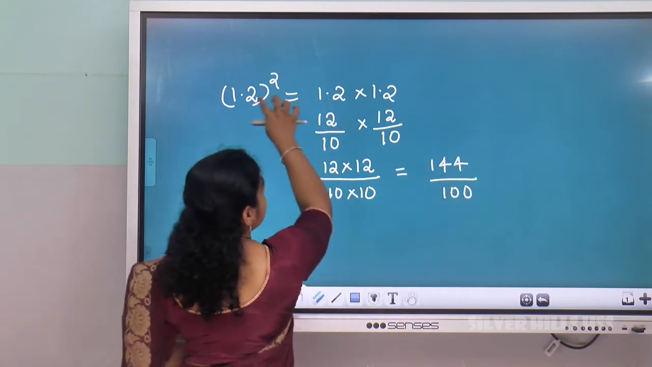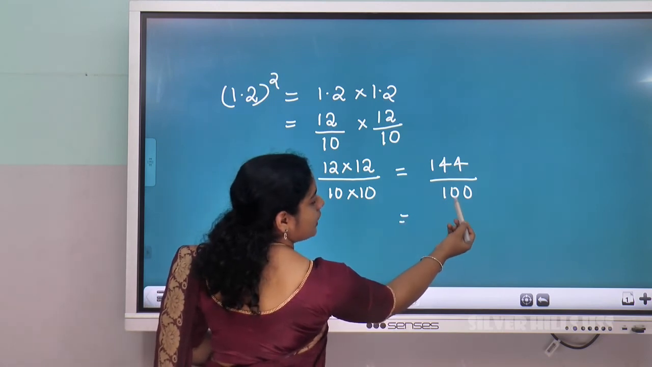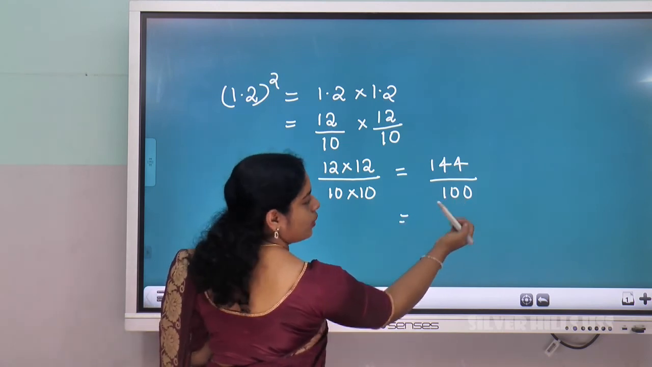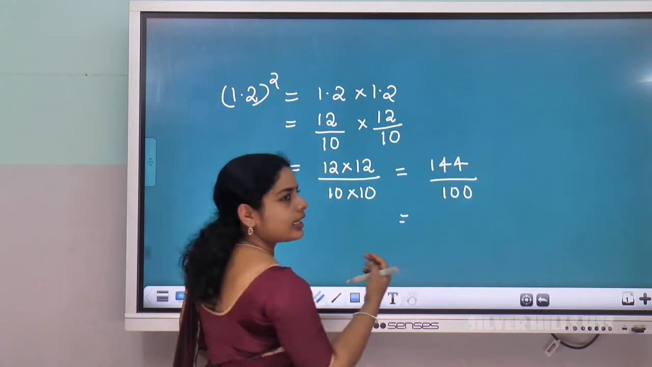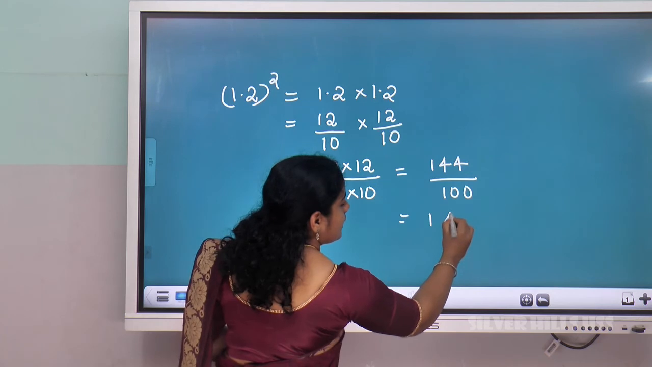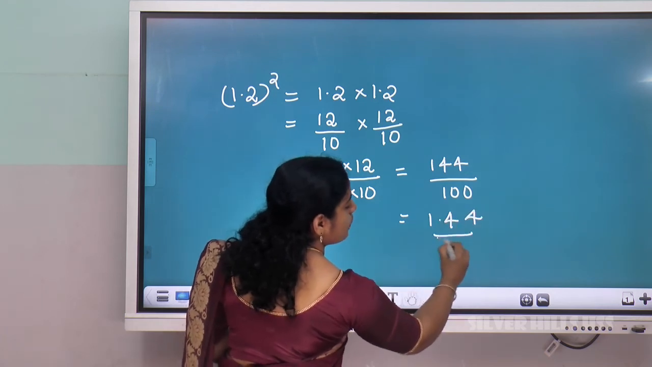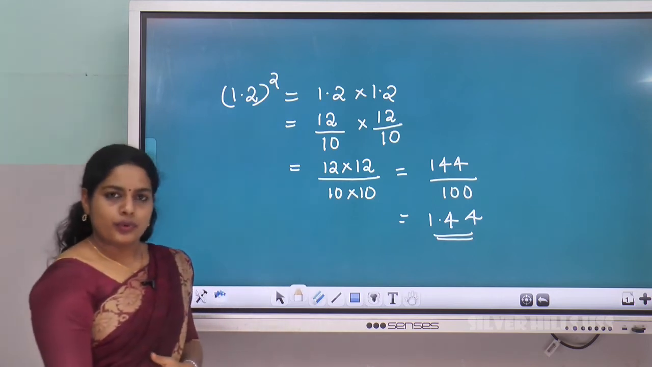Again convert this into decimal. How will we convert? Here we have the power of 10 with 2 zeros. So, our answer should contain 2 decimal places. That is, from the right side, after 2 numbers just put the point. So, we will get 1.44.